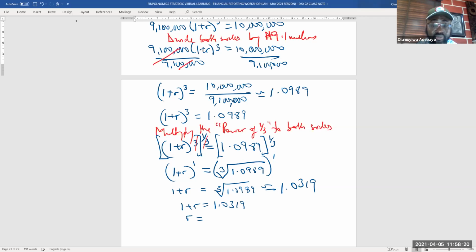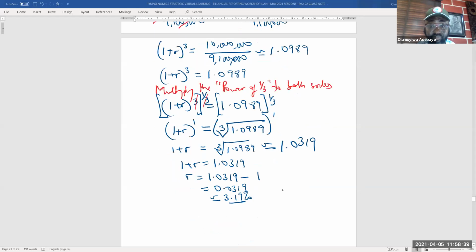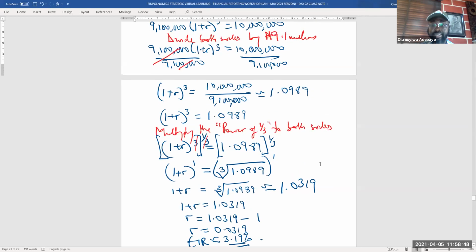Therefore, what is R? 1.0319 minus 1, which is 0.0319. By approximation, it is 3.19 percent if you multiply by 100. Therefore, this is our what? Effective interest rate. Okay.